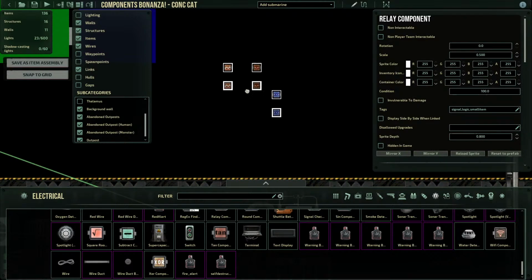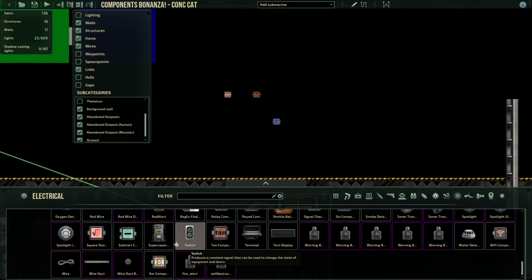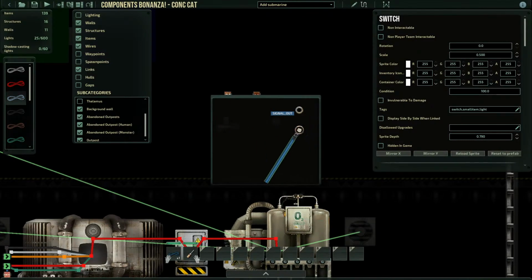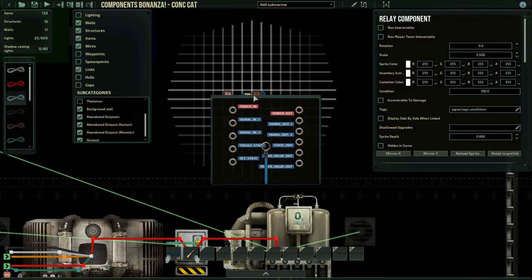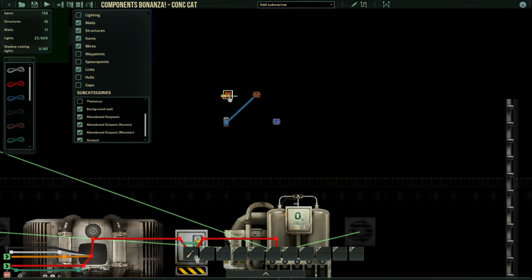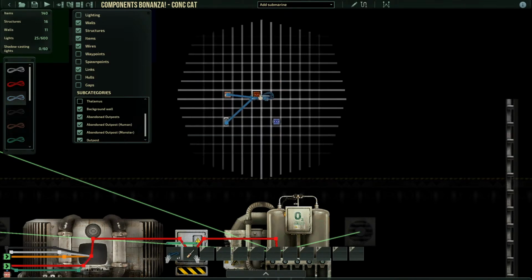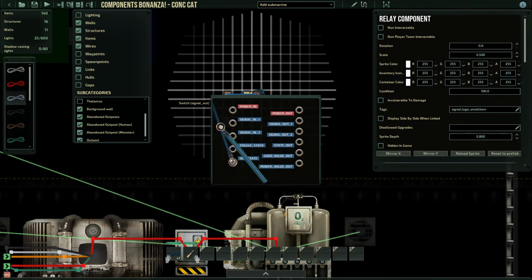Oh, hang on. I did this before where I put things out of my reach. Put that relay on a switch. All right, so we're going to take the signal out to here. And we're going to put set state. Put signal out here. It's going to go to signal in 1.